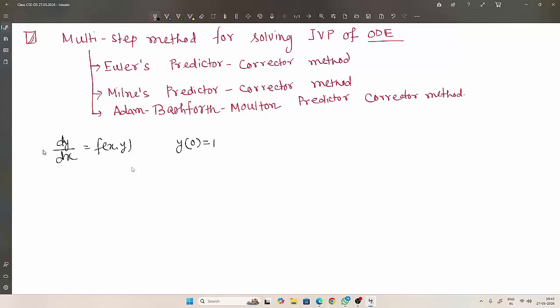But this is our y dash. So y dash is a function of x, y. Now I am not writing the conditions. Some of the conditions you will get here. And what we have to find? We have to find the y values. What are the y values corresponding to the x values? So this is our aim. So we focus on Milne's predictor corrector method, which is in your syllabus.